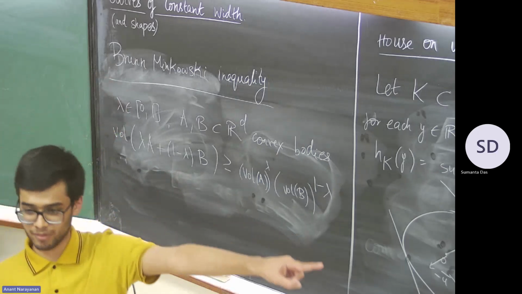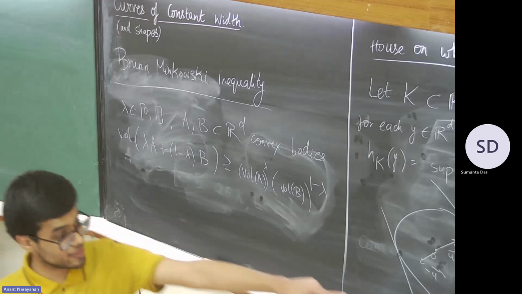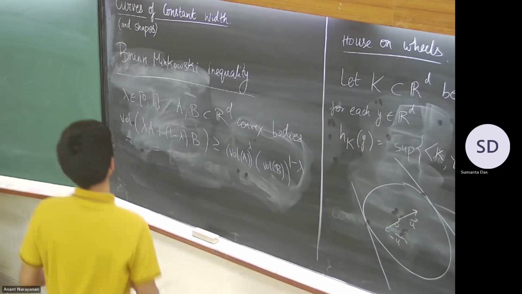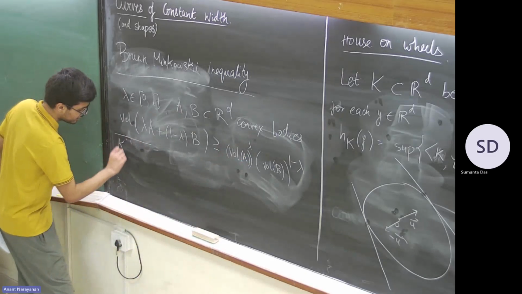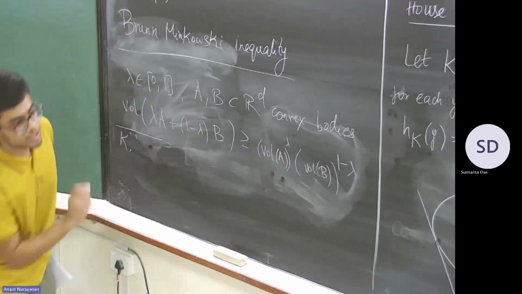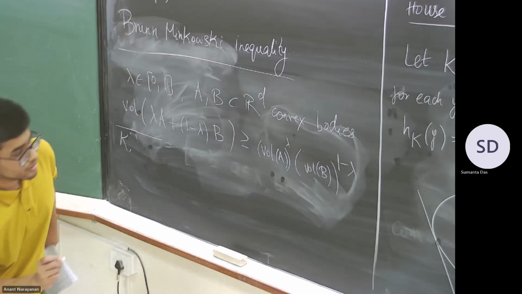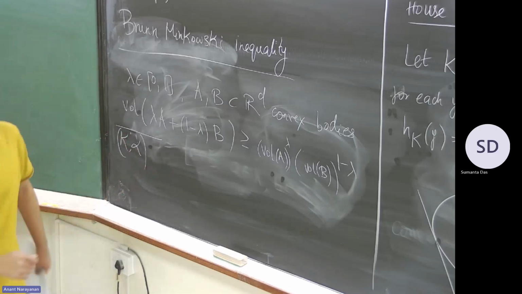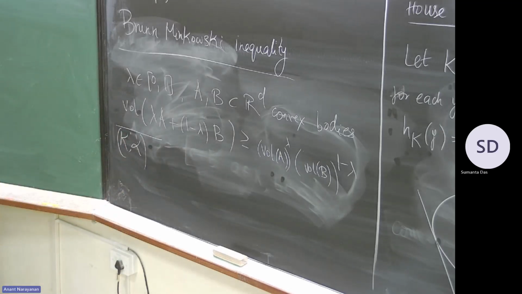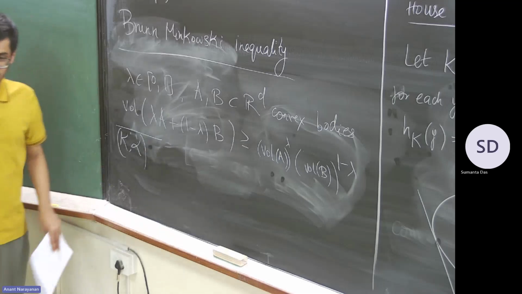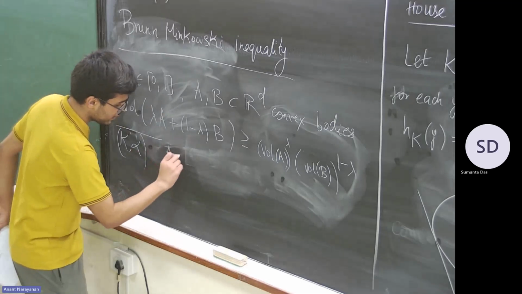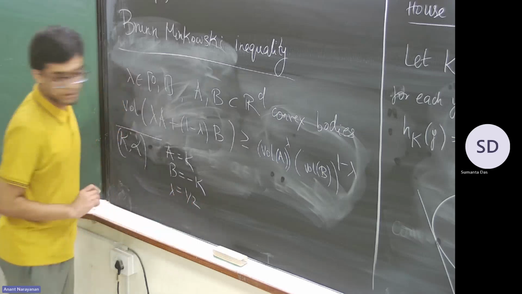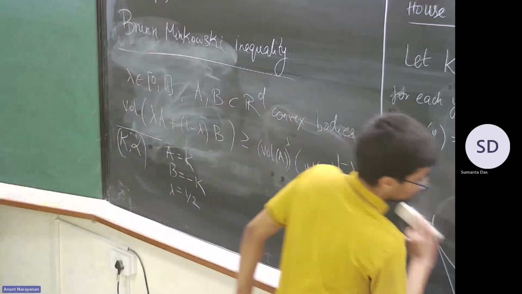Now we know about K plus minus K, and the nice thing is we also know something about the radius of the ball in terms of the width. Given K with width alpha, let's be consistent and call it alpha. If I take a convex body with width alpha, then I take A to be K, B to be minus K, and lambda to be 1 by 2. Then what do you have?